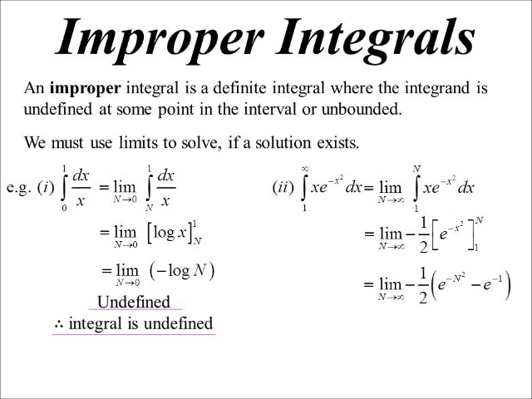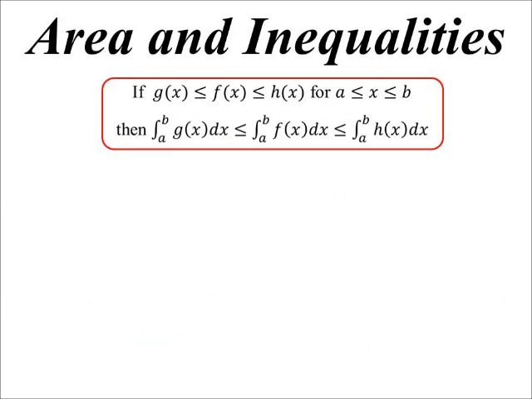Now e to the minus n squared, we can calculate what that is, if you think of the curve, because it's coming down asymptotic to the x-axis. So it would have a definite value of 1 on 2e for that particular integral. Now, an idea about area and inequalities.